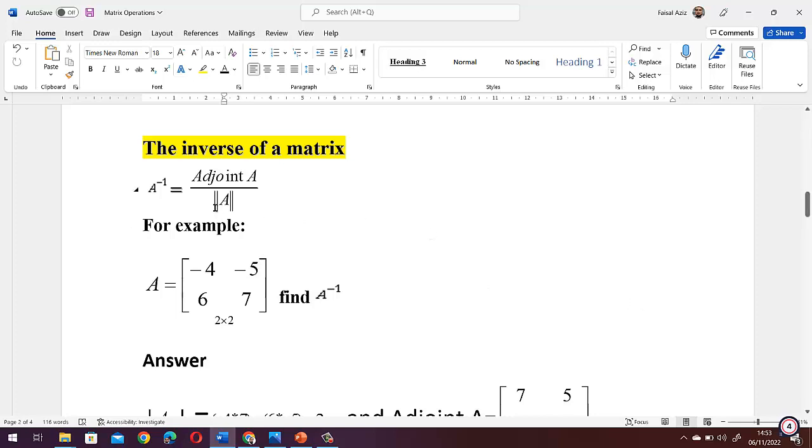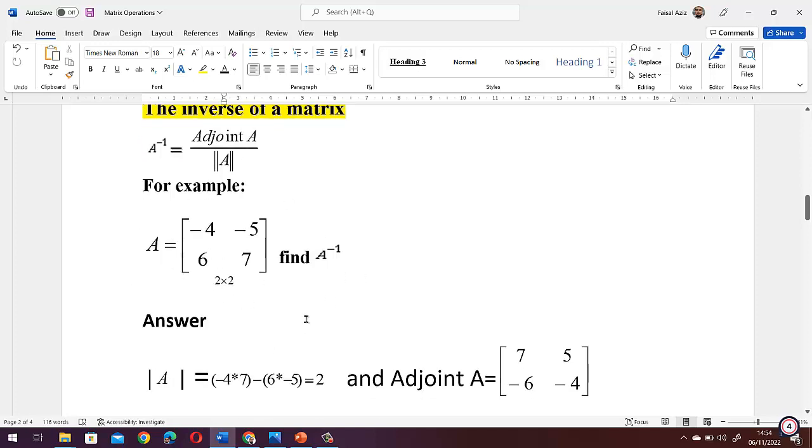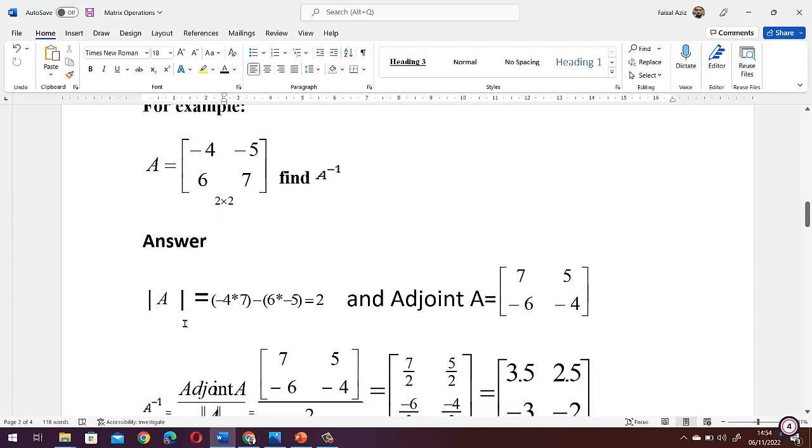So the formula for inverse of a matrix is adjoint of A divided by determinant of a matrix. So first we need to calculate the determinant of a matrix. And how to calculate the determinant of a matrix, you can see from right to left on this diagonal. As you can see, I am rolling my cursor, so these two values we need to multiply with each other, like 7 multiply by 4 or minus 4 multiply by 7, and you can see it is written over here.